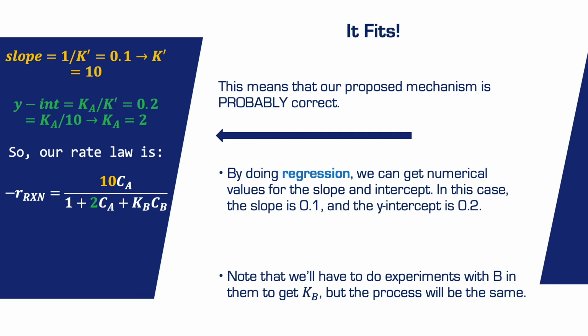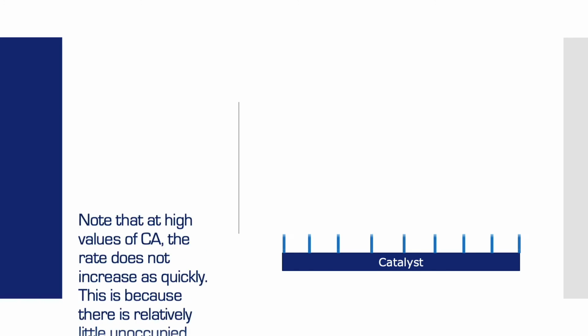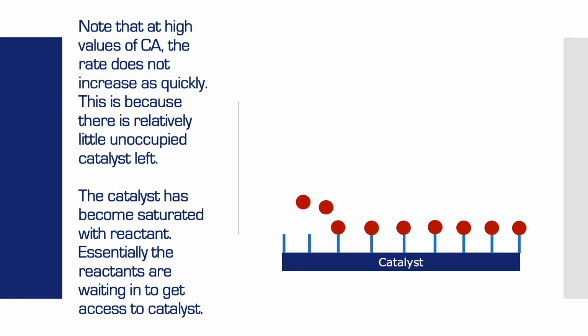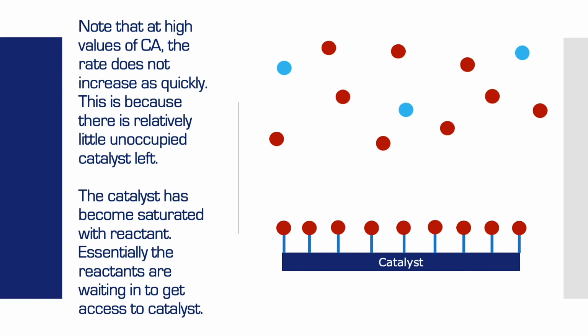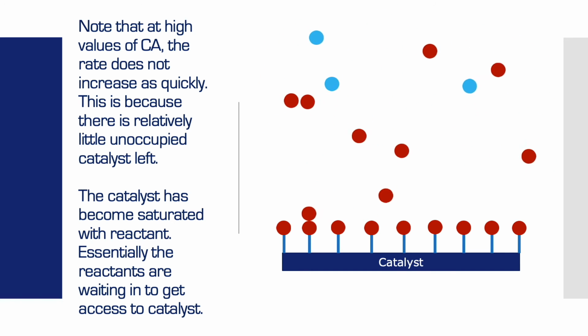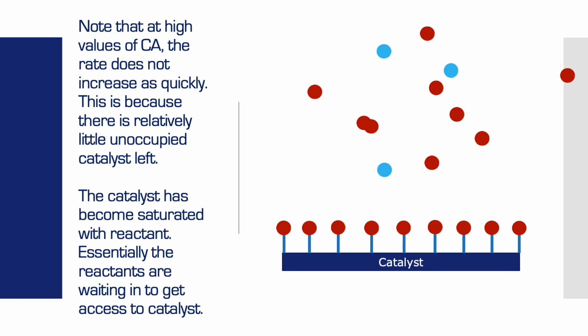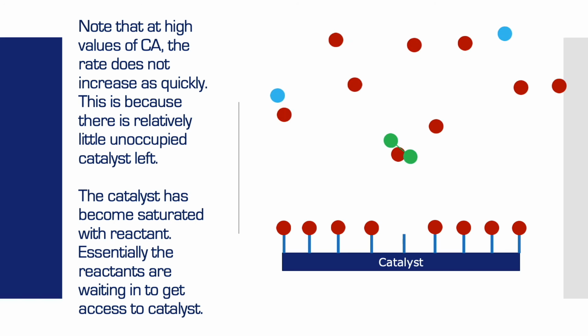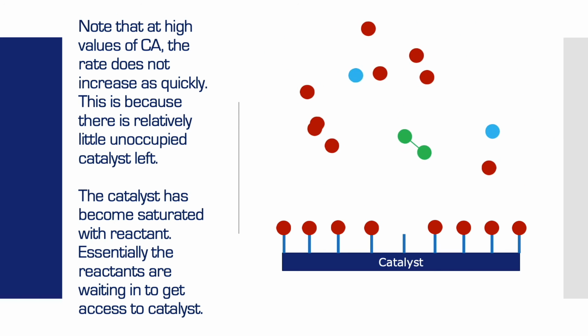Note that we'll have to do experiments with B in them to get Kb, but the process will be the same. Note that at high values of Ca, the rate does not increase as quickly. This is because there is relatively little unoccupied catalyst left. The catalyst has become saturated with reactant. Essentially, the reactants are waiting in line to get access to the catalyst.